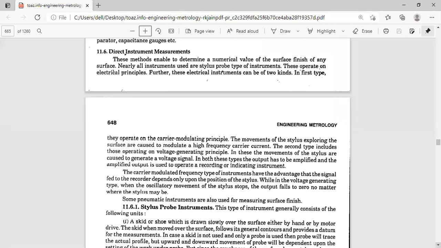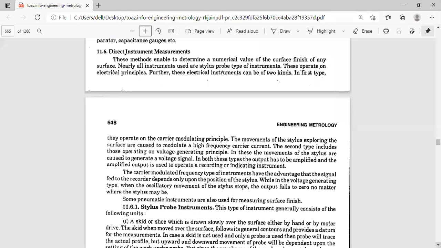So that's very important. So the carrier modulating frequency type of instrument will have an advantage, because the signal is fed directly to the recorder, and it only depends upon the position of the stylus. So we'll be seeing how we can control or regulate the position of the stylus. And for movement of the stylus along the surface, under the stylus, you have to have a skid.